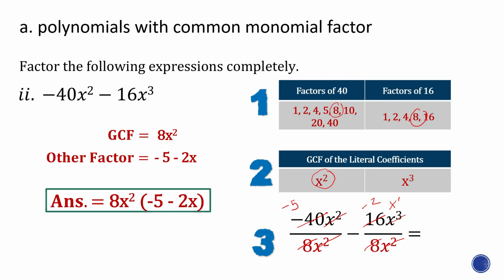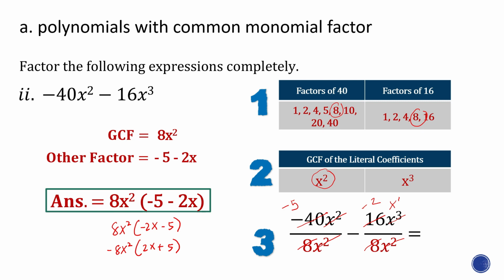Some teachers will tell you you need to arrange your answer, so it can be something like this also. Right, like that. Or some teachers will tell you that your GCF should be negative. So another possible answer here is negative 8x squared times 2x plus 5. So these three that you're seeing right now are the same.